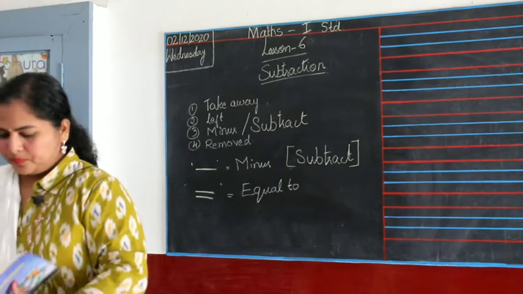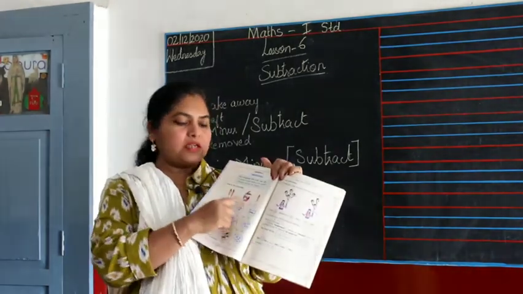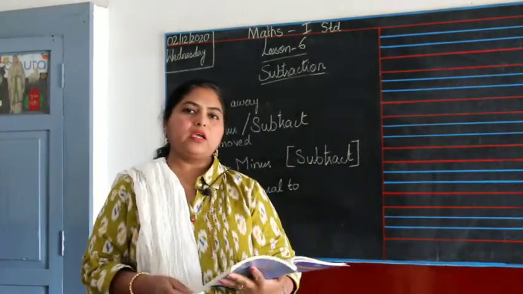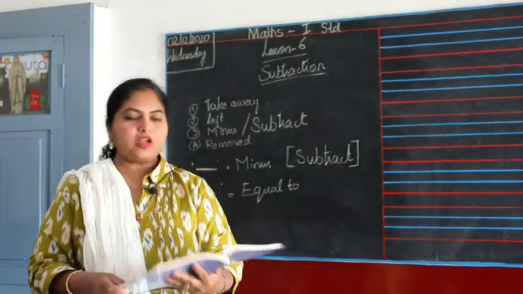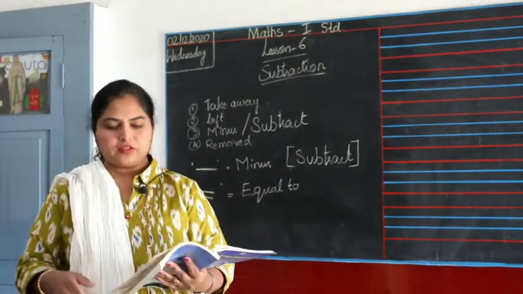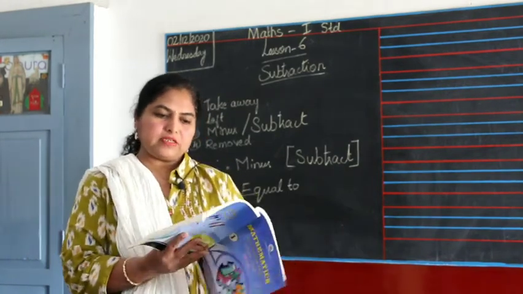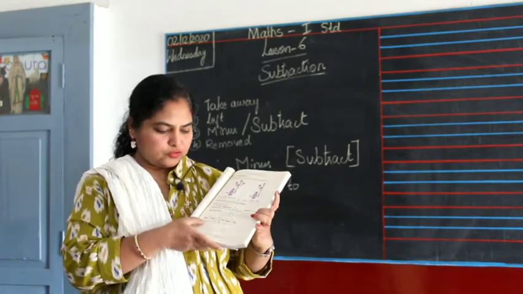So you go to your page 78. There are 2 carrots. 1 is taken. So how many are left? 1. So that's the way. There are 4 birds sitting on the branch. Then 2 fly away. How many are left? They are left with 2. So that's subtraction. So on page number 79, there's an exercise that you all need to do.